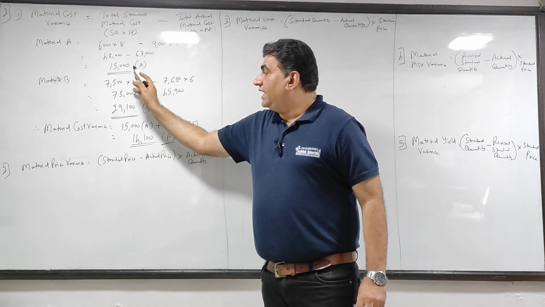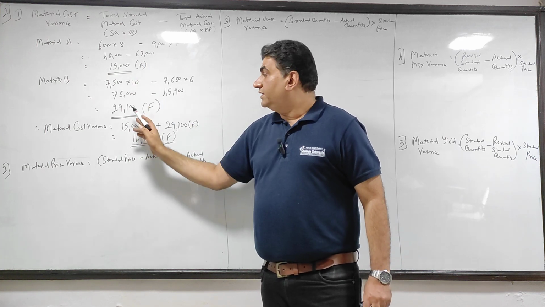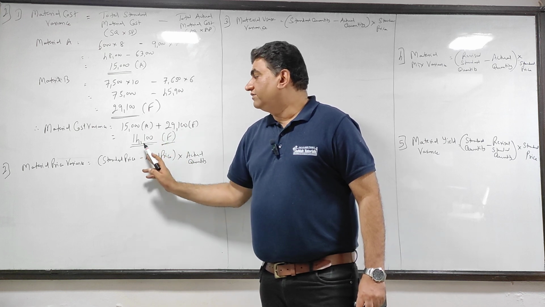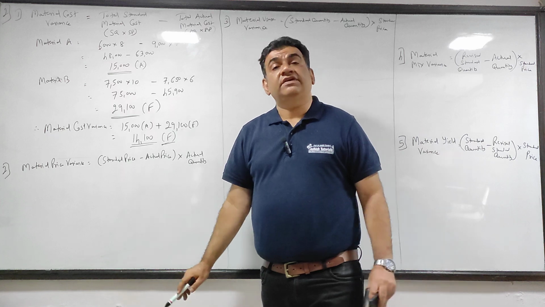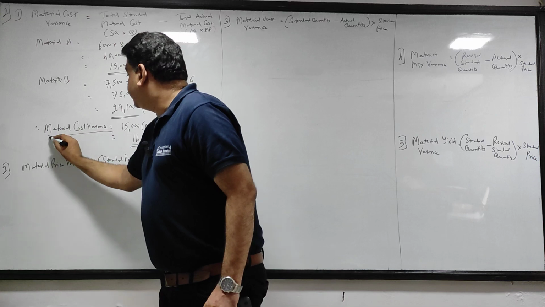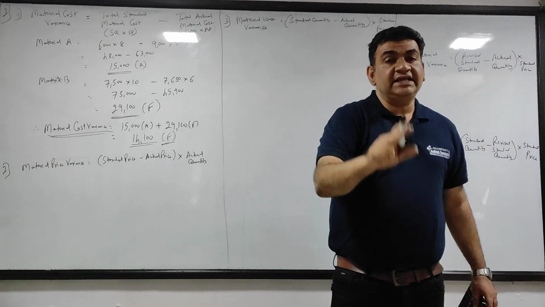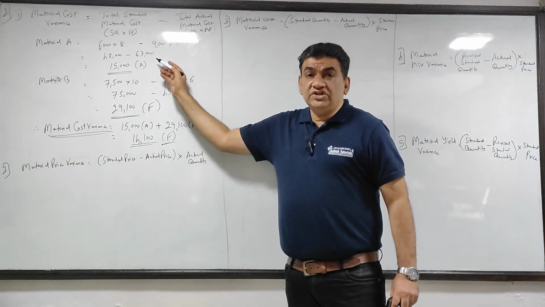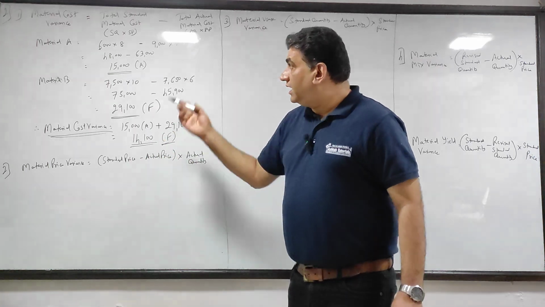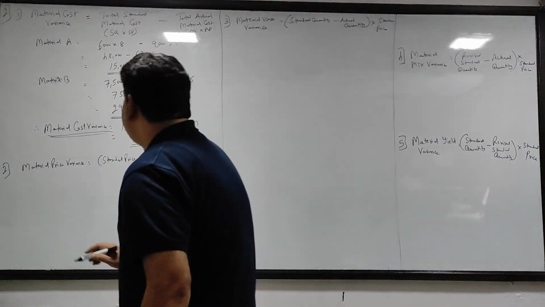Look, 15,000 adverse, 29,100 favorable. So I have to take A plus B. 15,000 negative, 29,100 positive. So 29,100 positive minus 15,000 adverse gives me 14,100 favorable. So material cost variance is 14,100 favorable. Same as what we did in the previous sum, but the previous sum was for one material. Here there are two, so individually get the variance of both materials and then take the total. Got it? Chalo, exactly the same way we will do here. Price variance for A.